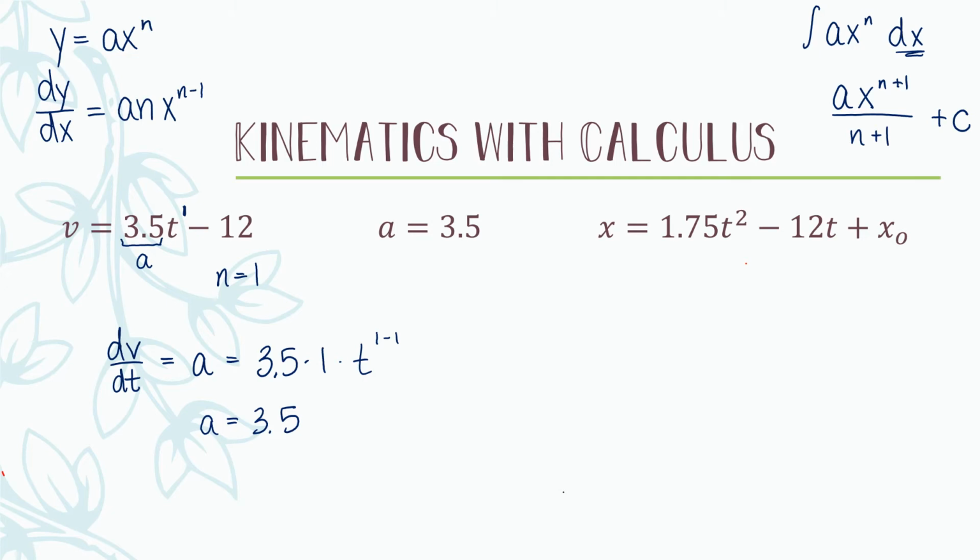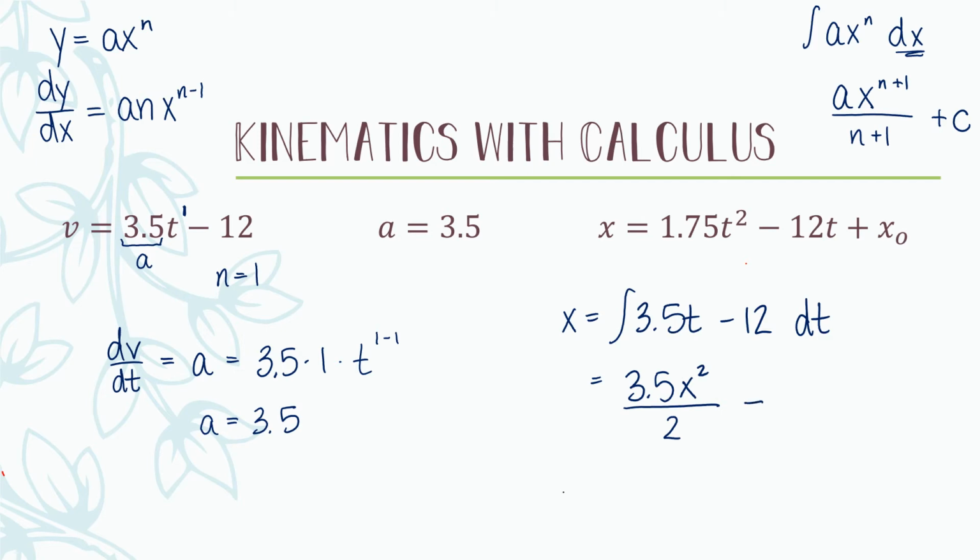So applying that to my expression for velocity, I have my a, which is 3.5, and actually let's go ahead and write this as an equation. So x is equal to that integral of 3.5 t minus 12 dt. And so I have 3.5 times x to the n plus 1, so n is equal to 1, so that's going to be x squared, divided by n plus 1. So we divide that by 2 here.